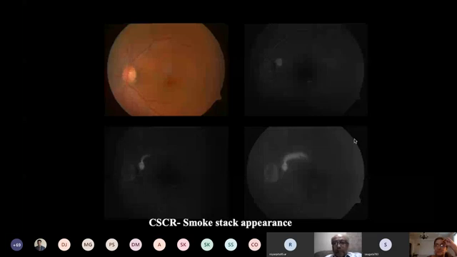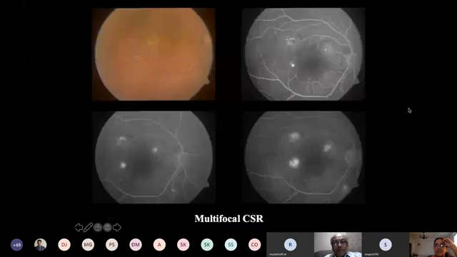So we have CSR. This is a smokestack appearance, what you are seeing over here. So you are going to be having a pinpoint leak here. And again, you have a leakage and pooling of a little bit of the dye within the serous detachment. This is an example of a multifocal CSR where you are having multiple leaks, which are seen again here.